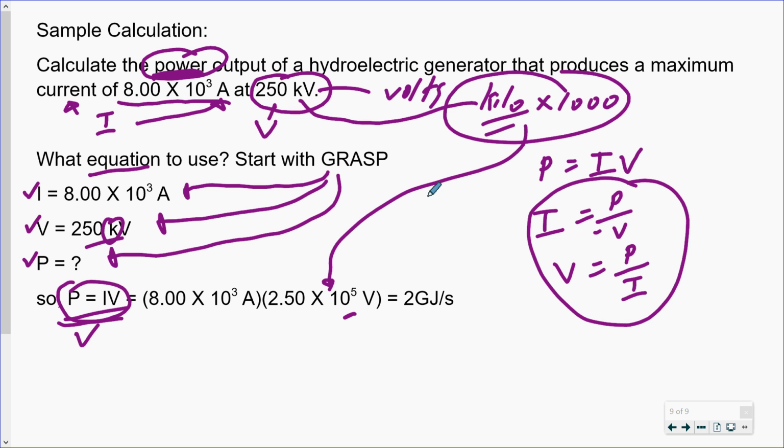Plug those numbers in, and again, we get a pretty darn big number that we are talking about here for the power. This G is for giga, and that is 10 to the 9. So in your calculator, it may come up as 2 or 2.0 times 10 to the 9 joules. That is exactly the same as what we see here, which is the 2 gigajoules.